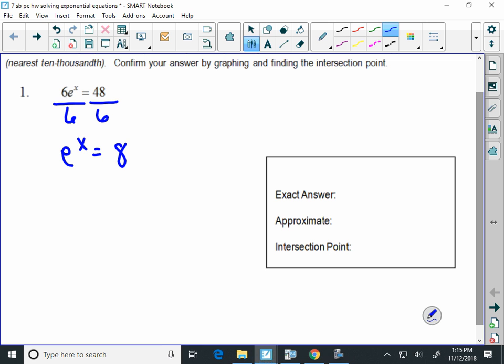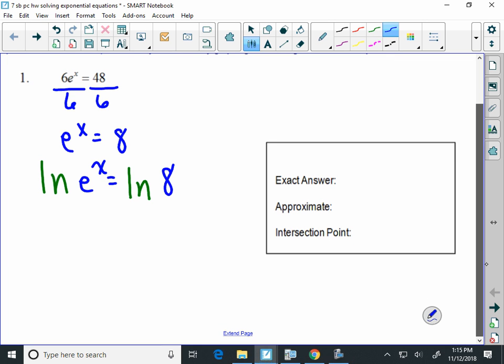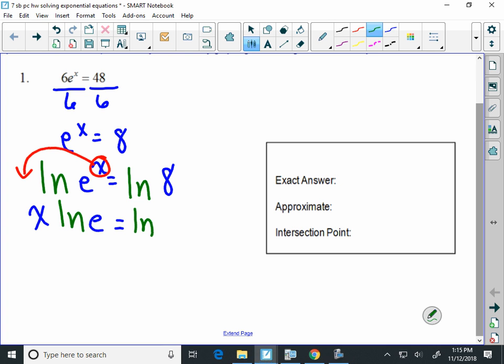But what we can use to help here is a natural logarithm. And one of the reasons why I chose to use the natural log is because the base is e in the natural logarithm. So this is e to the x equals, natural log of 8. And as we use our properties, we remember that we can take this value of x and write it out in front of our logarithm. So now we have x natural log of e equals natural log of 8.